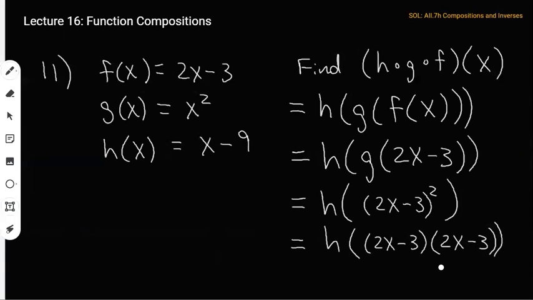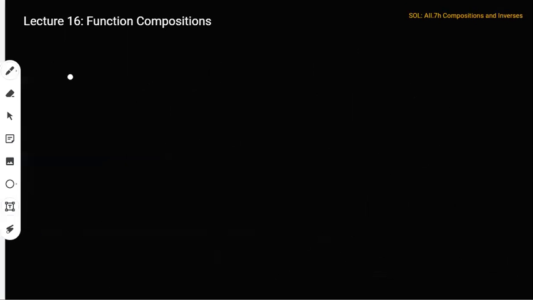So here I can do the FOIL method. I multiply 2x by 2x to get 4x squared. I multiply 2x by negative 3 to get minus 6x. On the inside, I'm also going to have a negative 6x. And then negative 3 times negative 3 is going to give me a positive 9. And then I close that up. Okay, so now I've got my h. And on the inside, what do I have? I have 4x squared minus 12x plus 9. So I'm going to put that on the next slide. I'm going to have h of 4x squared minus 12x plus 9.